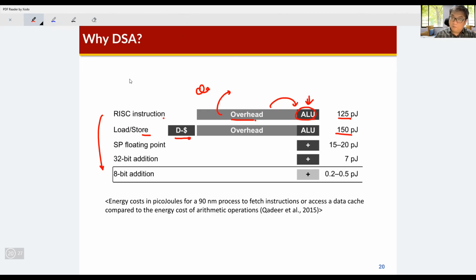But what is the benefit of a computer processor? Programmability. Let's see the single-precision floating point operation. It's about 15 to 20 picojoule, much lower than the 125. How about the 32-bit addition? Just 7 picojoule. How about 8-bit addition? 0.2 picojoule. So the processor consumes very low energy to execute a simple operation, or simple arithmetic operation.